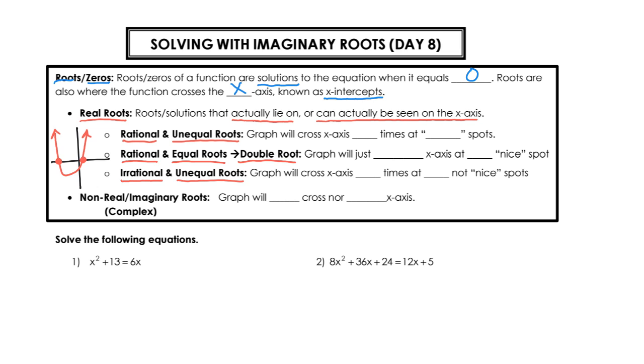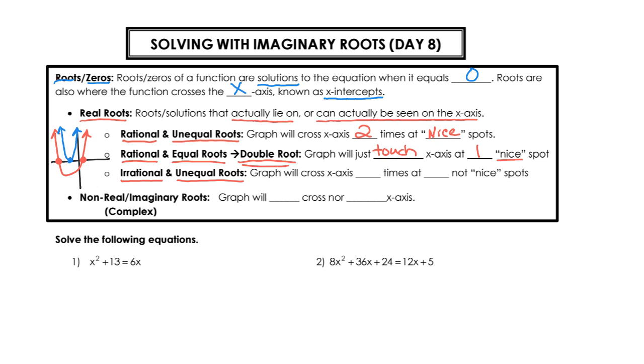So going back to the top one there, rational and unequal, the graph will cross the x-axis 2 times at what we call nice spots, since they're rational. If we have rational and equal, also known as the double root, then your parabola or your quadratic will just touch the x-axis and bounce back up. And so right here, that's called tangent to the x-axis. And there are 2 roots there. It's just that they're exactly the same, or they're equal. And so if we have a double root, the graph will just touch the x-axis at one nice spot because it's rational again.